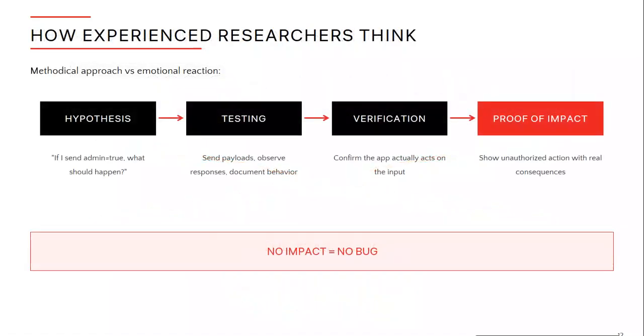So there is a need for impact before you can show that this is a valid bug that I have found. Now, how do experienced researchers think? When I did a little research, I found they follow a methodology, a kind of map that they follow in testing the application. First, the hypothesis: if I send admin equals true, what should happen? Normally, I should get a 403 Forbidden if security is enforced, and a 200 OK if I can continue to escalate privilege to see if I can actually prove impact.